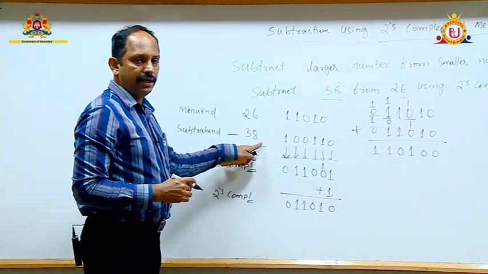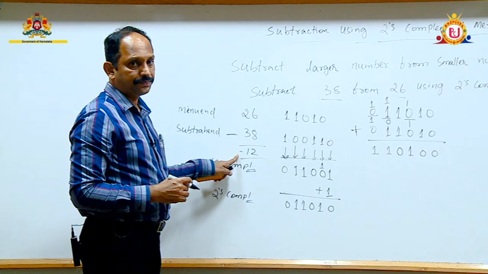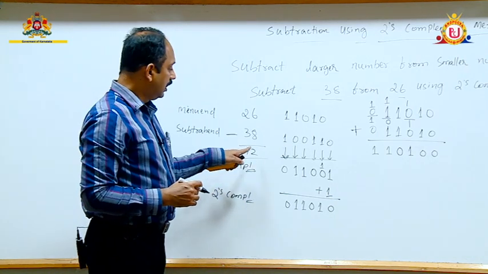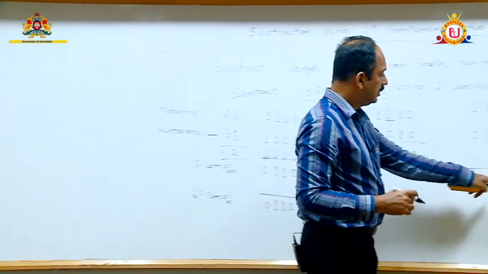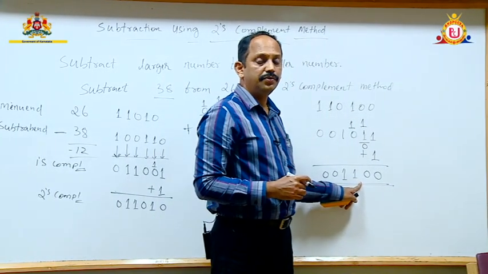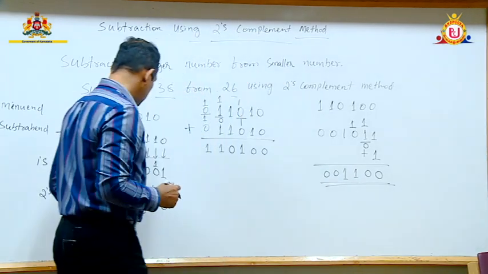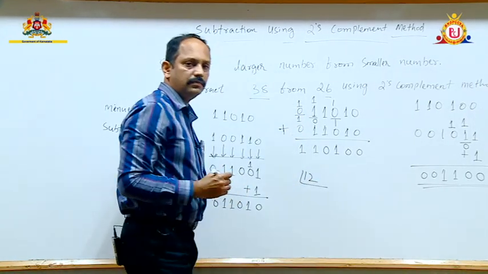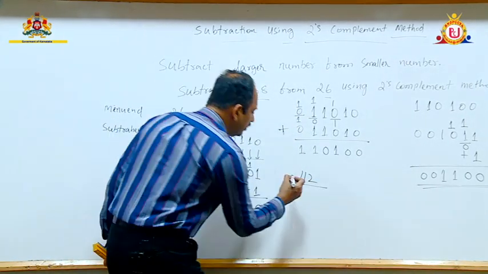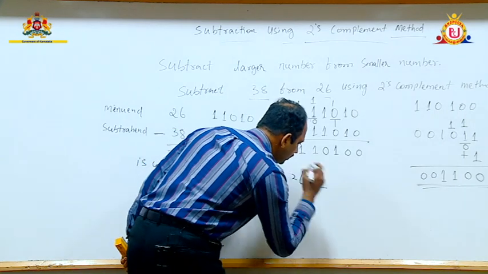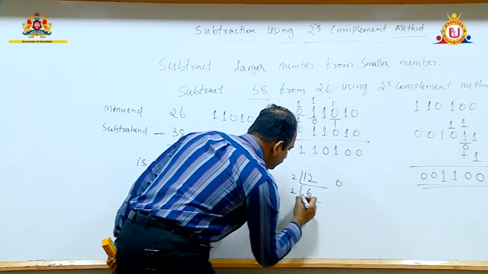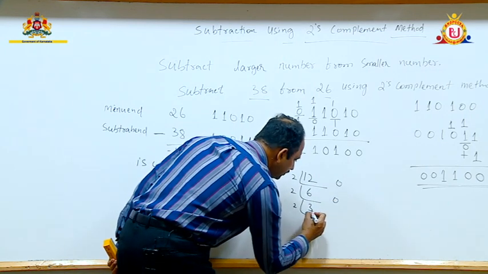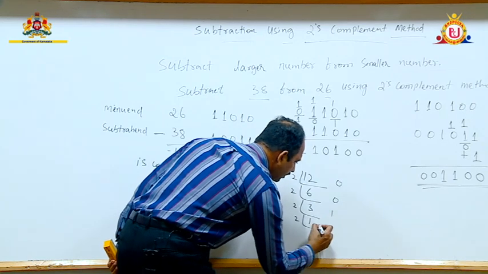26 minus 38 is minus 12. Now let us find the binary equivalent of 12, and that binary sequence and this calculated binary sequence should be one and the same. So 12 I am writing here and converting it into a binary number. 2 sixes are 12, remainder is 0. 2 threes are 6, remainder is 0. 2 ones are 2, remainder is 1, and 1 cannot be divided.